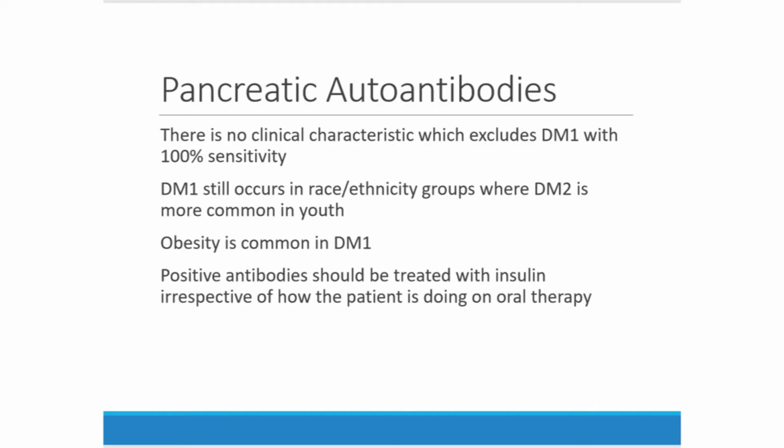So one of the things I wanted to talk about with children is even though everything about them looks like they're type 2, you have to check their antibodies, because we do not want to miss a type 1 child, because eventually their insulin reserves will go down and then they will be in trouble. So that's incredibly important. Obesity is common in type 1 diabetes because we see obesity so much now. Type 1 occurs in all race or ethnic groups, where type 2 is still more common in youth, but we have to check for it. So it's really important that we always check antibodies, and positive antibodies have to be treated with insulin. You do not want to not treat these with insulin.